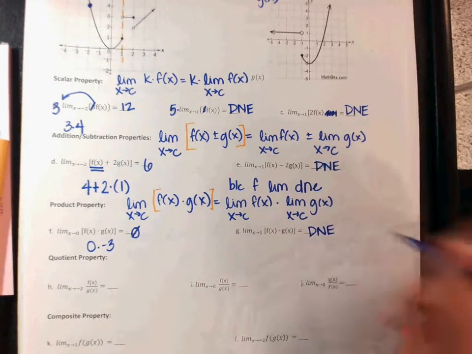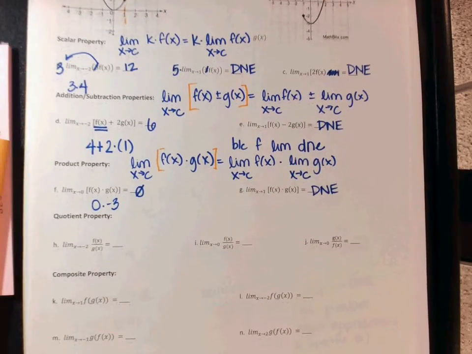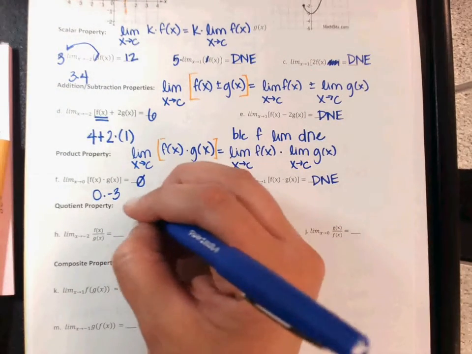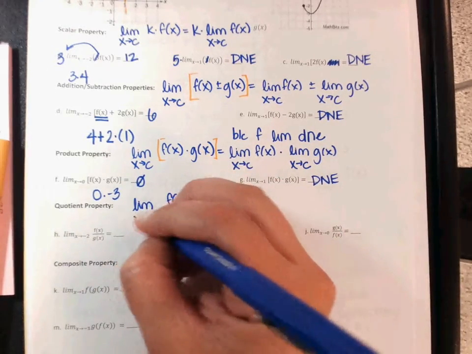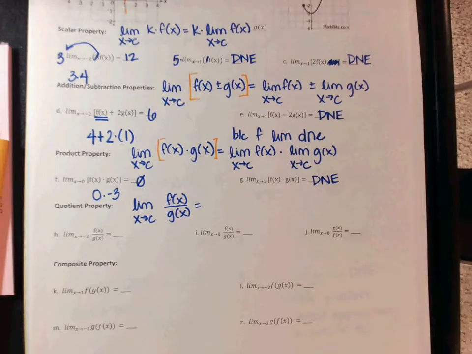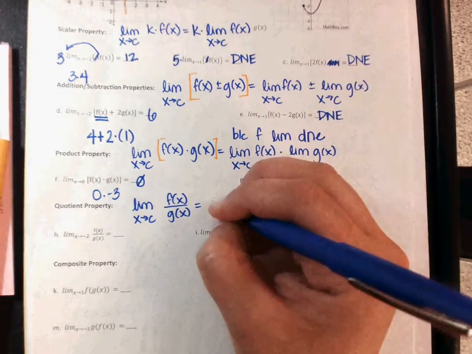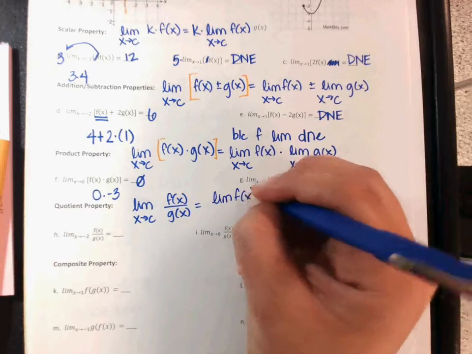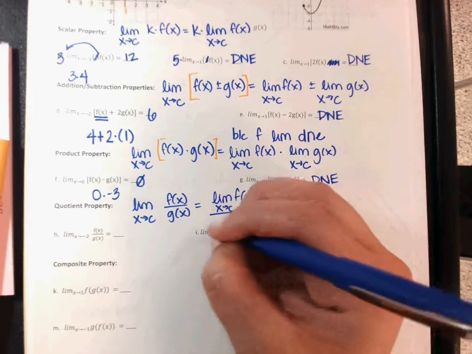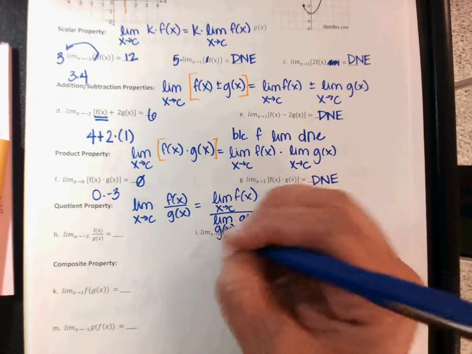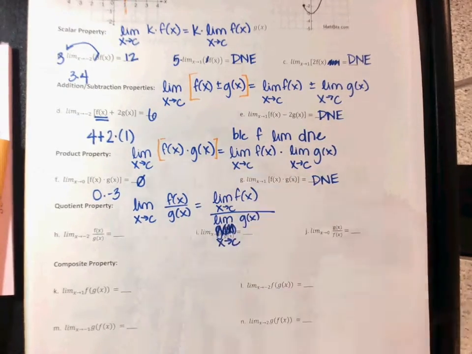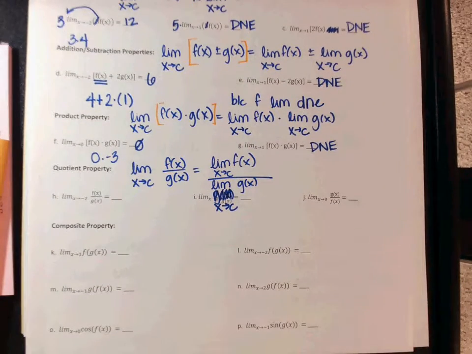Great. Okay, take a guess at your last quotient property. If you have the limit of f divided by g, what do you guess that you can do? Separate them. Good. So you're going to do the limit of f, and then you're going to divide by the limit of g. So you'll just find both of your limits separately and then divide them. So try that next row.